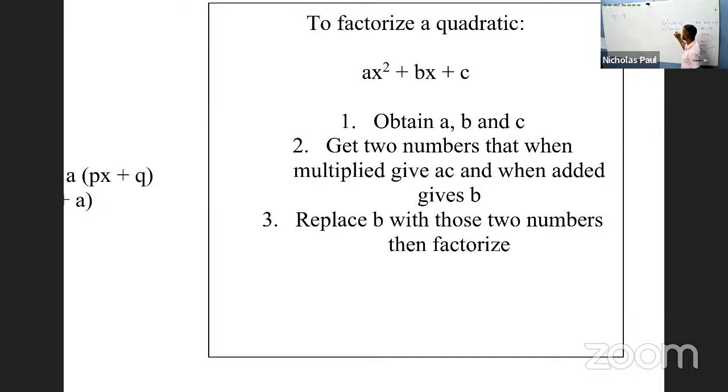Group it up. What do you have in common here? 5 and x, this by this giving you this. What do you have in common here? 3. And you get x minus 1. What do you have in common here? x minus 1. And then 5x and 3. So that's the way you factorize. We're going to do a whole set of these just now.